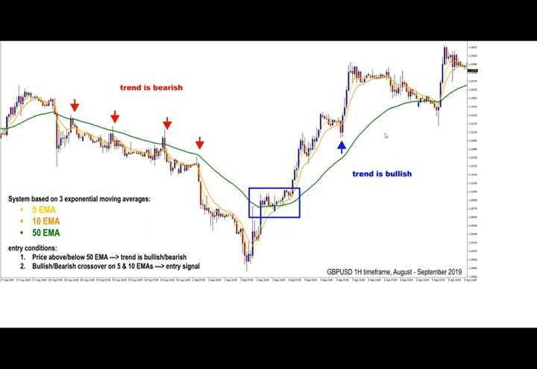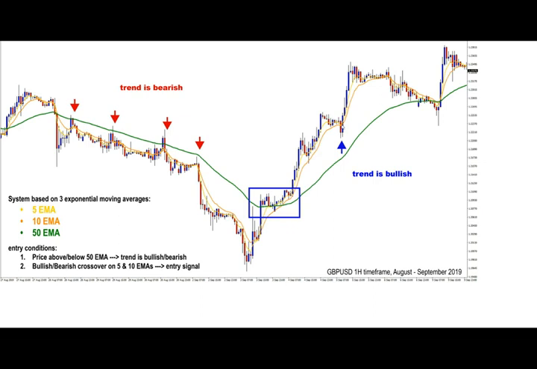Now, as you can see, I have only highlighted one bullish trading signal on the right side of the chart. While you can enter bullish even before the 5 and 10 EMAs have crossed over. However, that's a riskier entry because the price is already moving and you are basically chasing the trend.